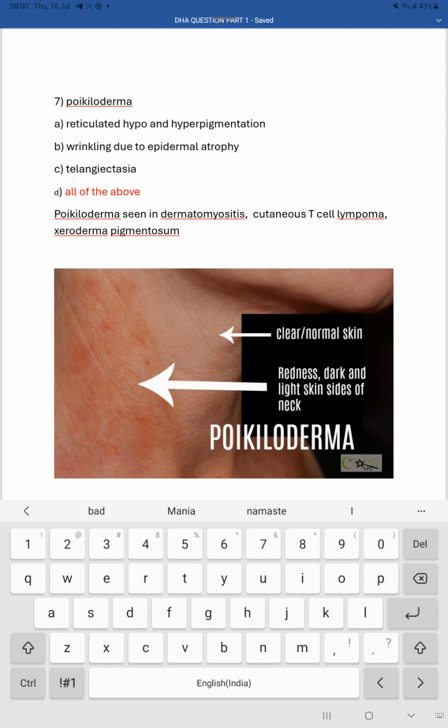Okay, so this is called poikiloderma, and these skin lesions you can see in conditions like dermatomyositis, cutaneous T-cell lymphoma, xeroderma pigmentosum. In these skin conditions, you can see this skin lesion, poikiloderma. Especially this condition used to affect females, those who have got menopause. So they usually get this poikiloderma.